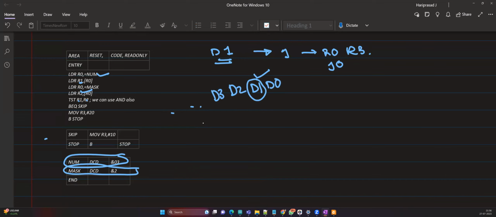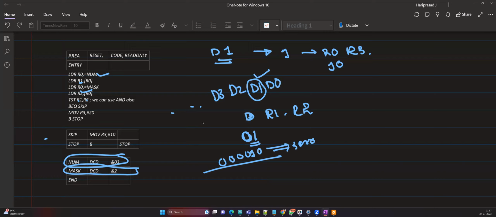So TST basically ANDs, right? So what it does, it ANDs R1 and R2. Okay. R1 has 1, 1, correct? So this is my number. And I will AND with 1, 0. So when I AND with 1, 0, if D1 is not set, if it is 0, then the whole number will become 0, correct? When I AND it.